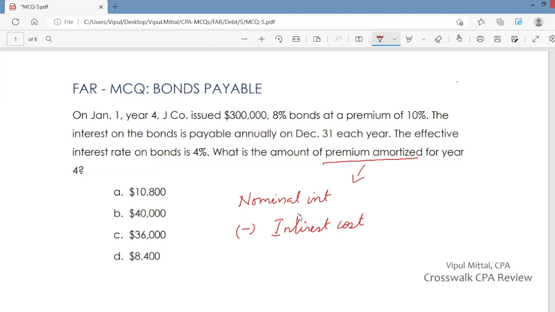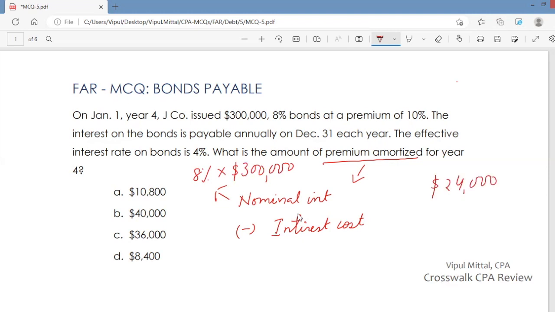And how do you calculate this? Nominal interest is easy to calculate. This is the amount of interest that you pay. So the stated interest rate is 8%. You multiply this with $300,000. So this is the amount of interest that you pay. This is your nominal interest.